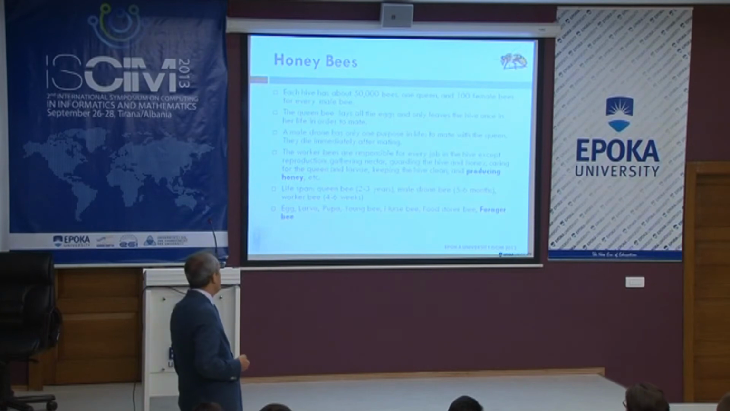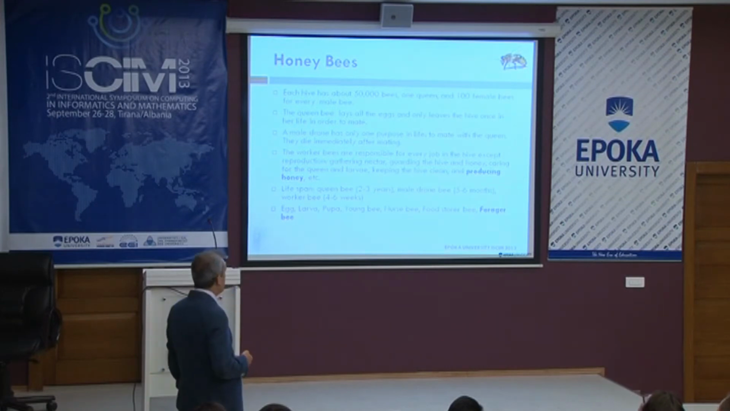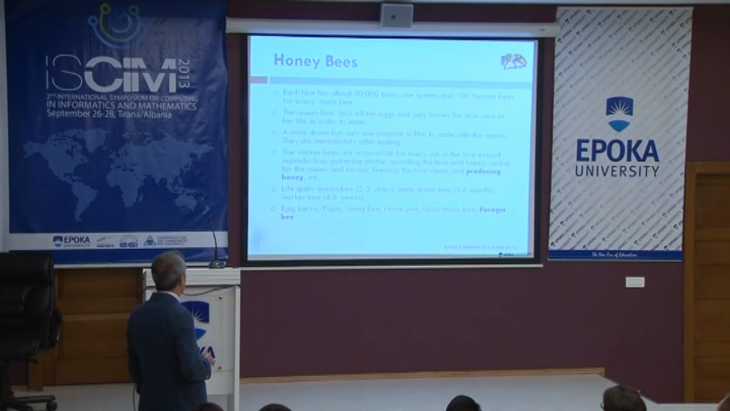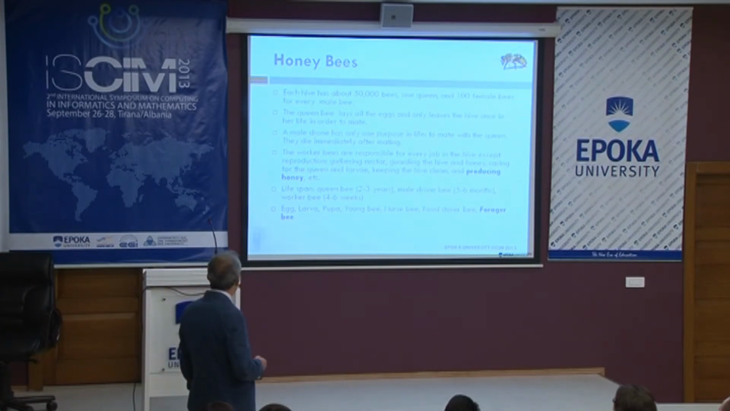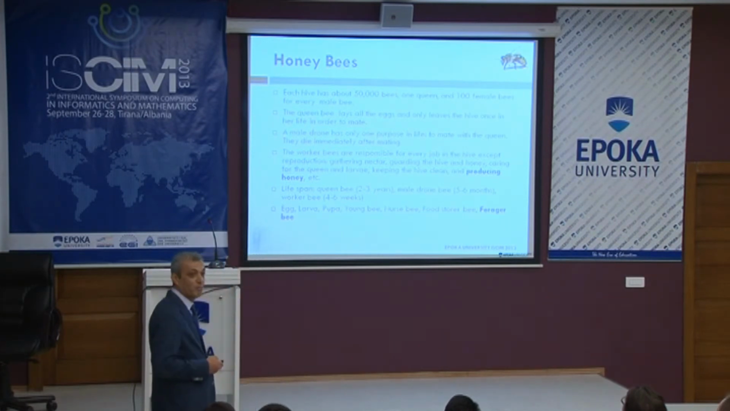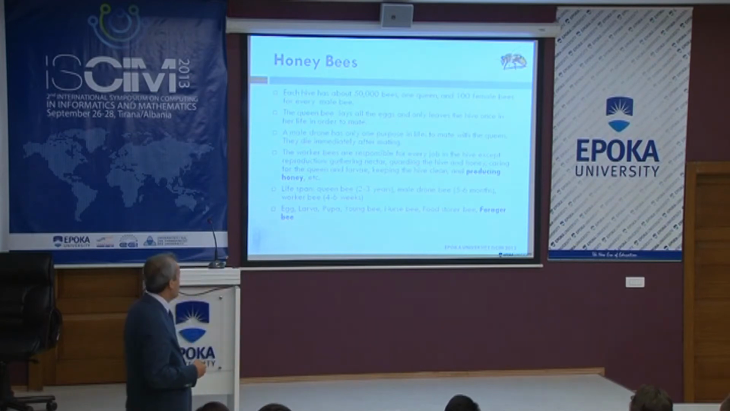Each hive has about 50,000 bees, sometimes 8,000, sometimes 70,000, but not more than 200,000. There is one queen in the hive and about 100 female bees for every male bee. The queen bee lays all the eggs and only leaves the hive once in her life, in order to mate. A male drone has only one purpose in life: to mate with the queen. They die immediately after mating. Very interesting. The worker bees are responsible for every job in the hive, except reproduction.